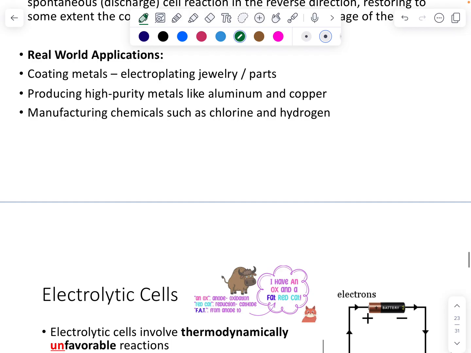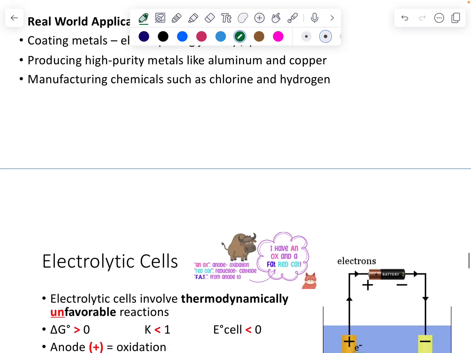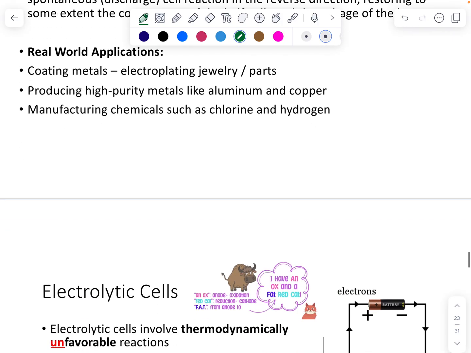Some real-world applications: electroplating. AP loves to bring up electroplating, so we'll do an example with that. Also producing high-purity metals like aluminum and copper, and manufacturing chemicals such as chlorine and hydrogen. So electrolysis is definitely used more on an industrial scale to produce pure elements for us to purchase.